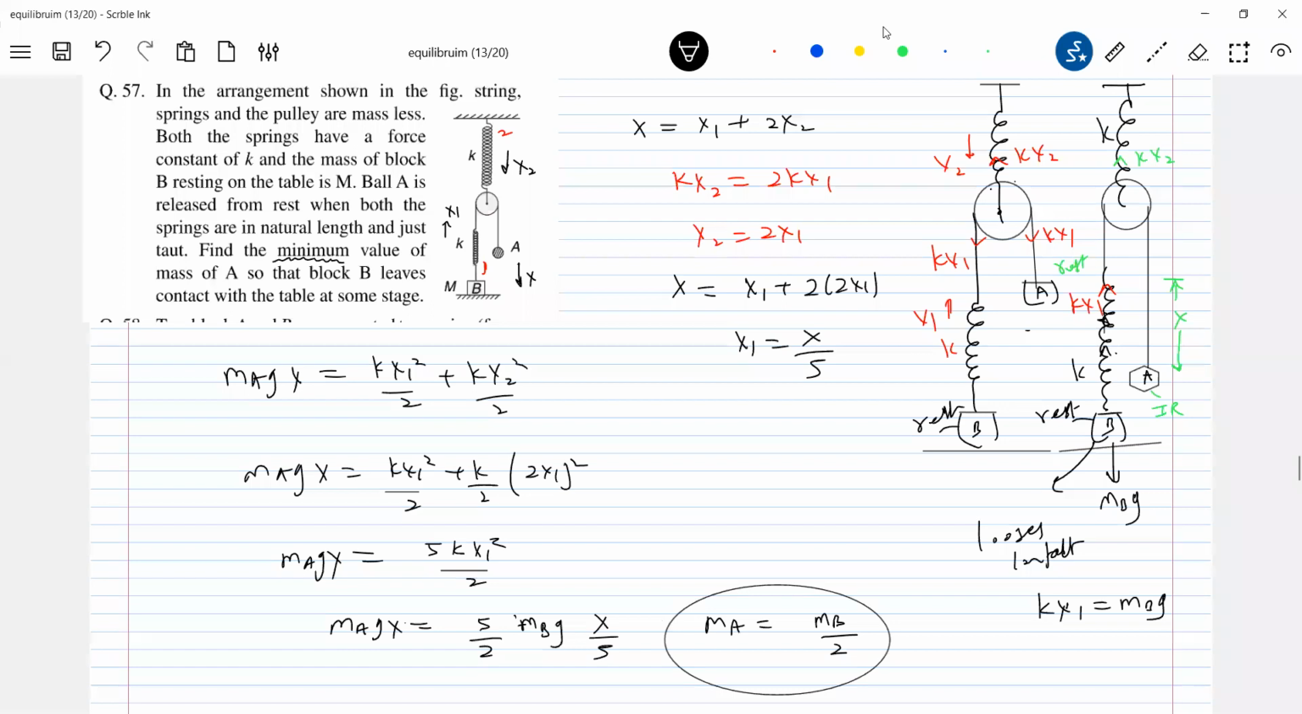So there can be multiple springs also. We will do numerical problems on this.